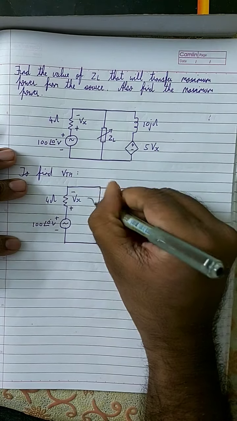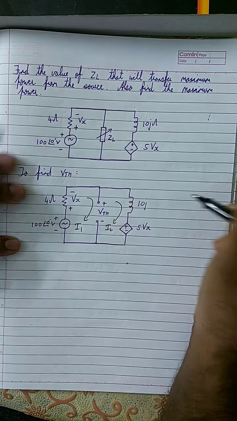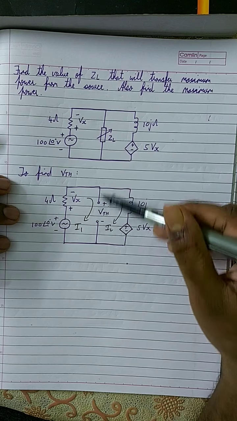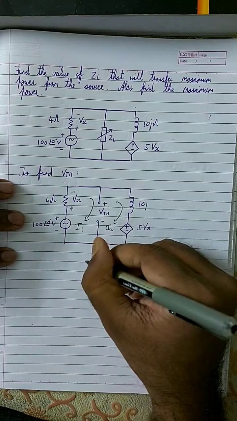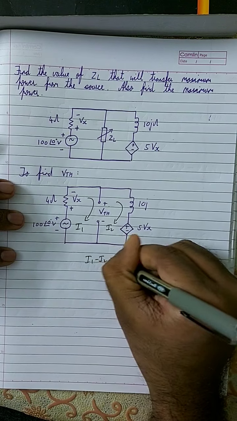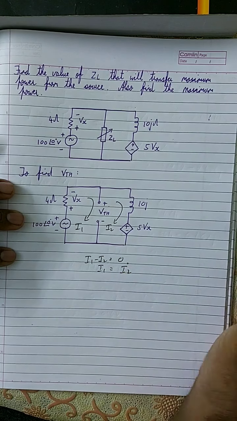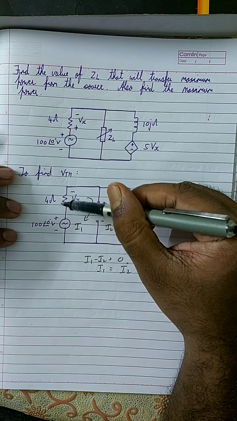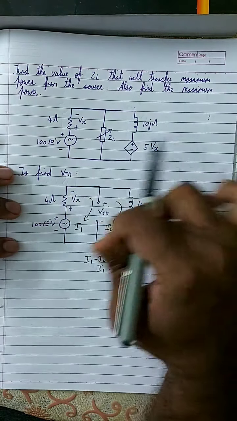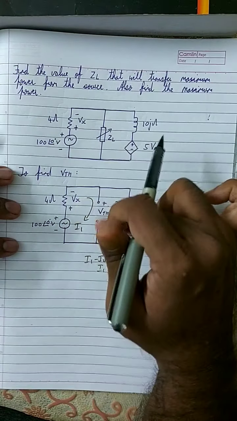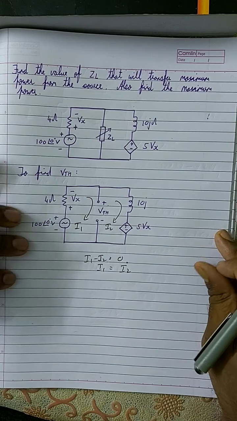This is I1 and this is I2. The branch across here is open, therefore the current through this branch is equal to 0, and the current through this branch is I1 minus I2, which means I1 minus I2 is equal to 0, therefore I1 is equal to I2. This means that the current flowing through this 4 ohm is the same current that flows through 10J. No current will flow through the middle branch. All the current will flow through this outer branch.